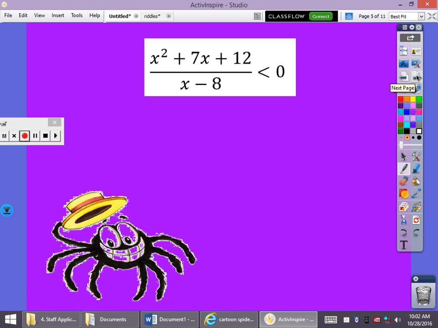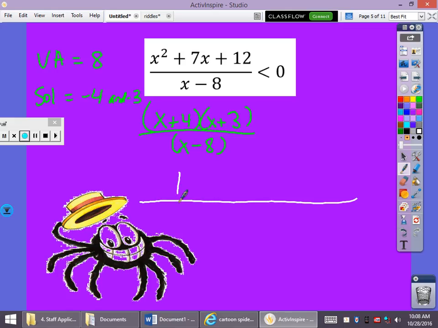Try it. Okay. What is my vertical asymptote? It's 8. Now, when I factor this numerator, I get x plus 4, x plus 3, which makes my two solutions -4 and -3. Making a pretty little number line chart. I have -4, -3, +8 solution.